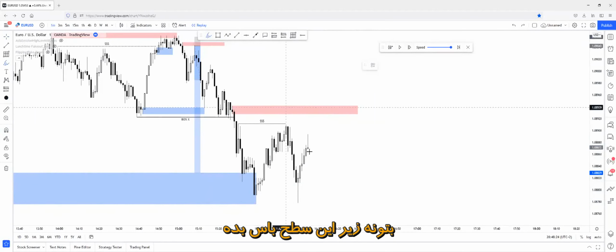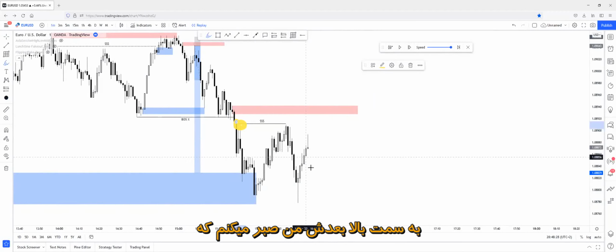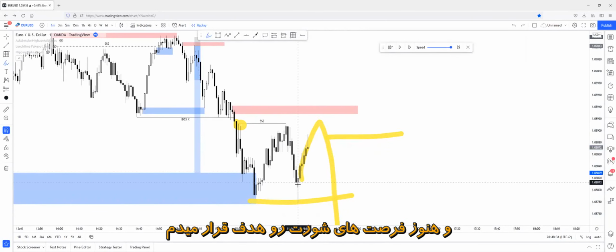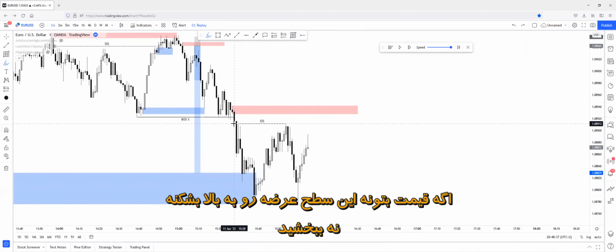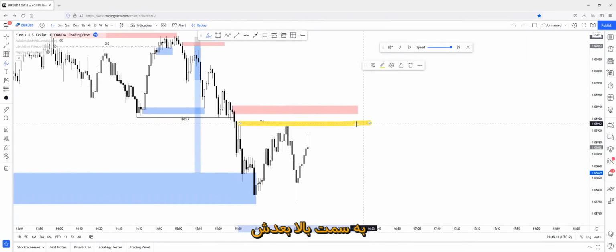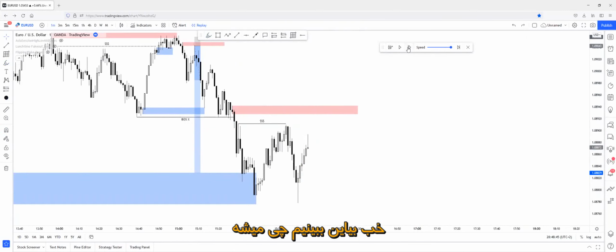If price can break above this structural high point, so it can create the change of character to the upside, then I still wait for the break of this demand zone and I will still aim for short opportunities. If price can create a strong change of character right here to the upside, then I will aim for long opportunities. But let's see what happens.